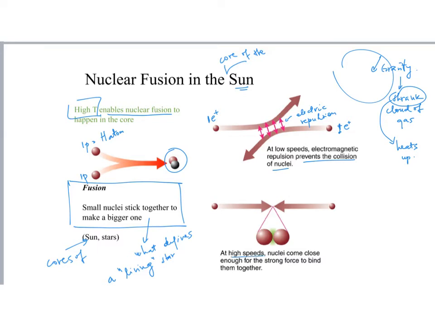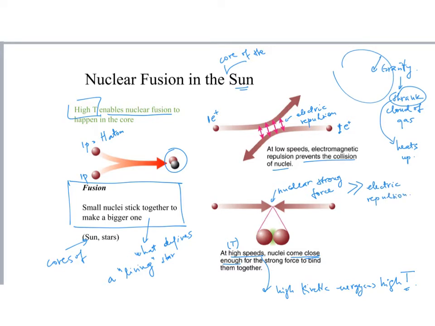However, at high speeds, high kinetic energy, high temperatures, the nuclei have a much higher chance of coming very close together, close enough for the nuclear strong force to intervene, which is much stronger than the electric repulsion. So it's going to take over and bind those nuclei together. This is what happens in the core of the sun.